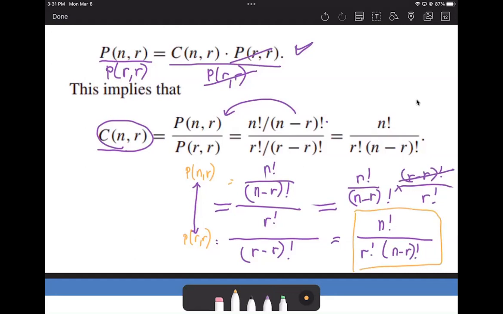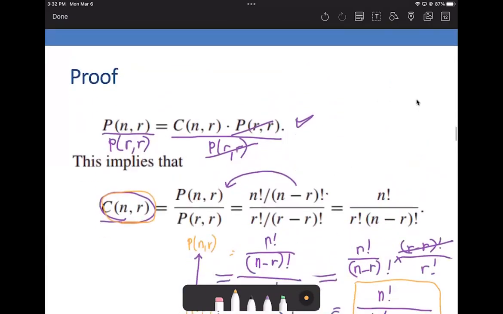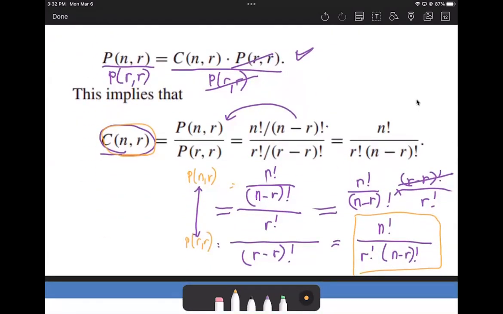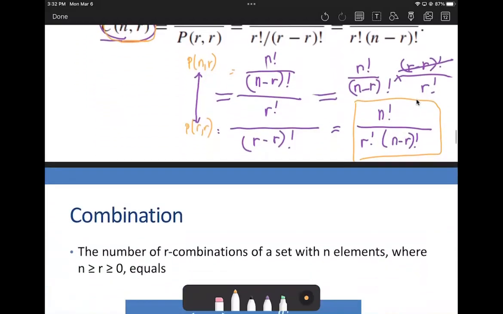Which is equivalent to n factorial over r factorial times n minus r factorial. So ito na yung final na formula natin. Right? So it's basic na math and basic na algebra. So I understand, or I know that you already understand this part.